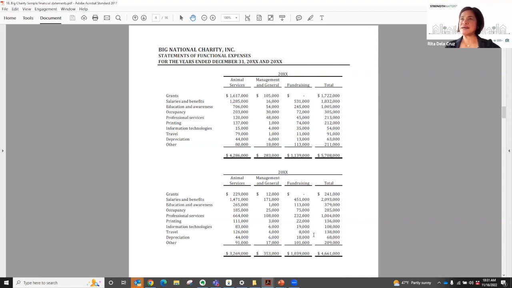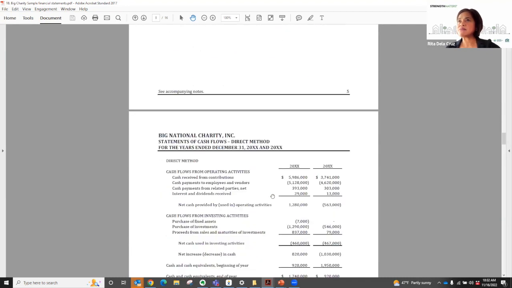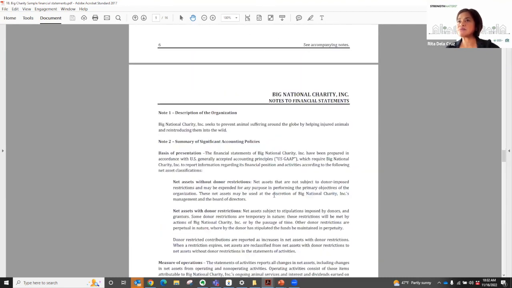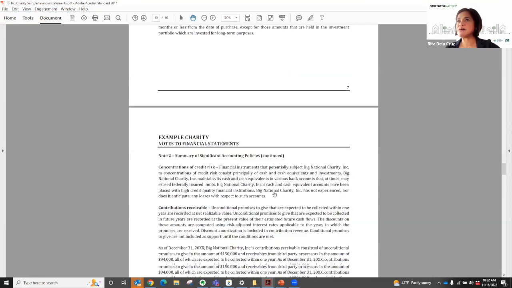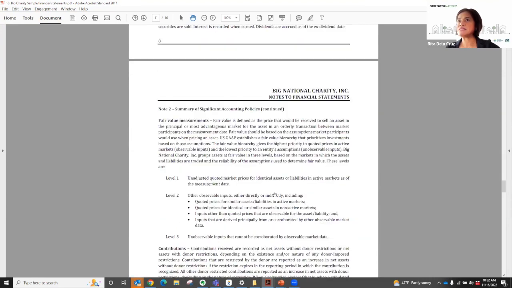GAAP requires that there is a disclosure on what your allocation methodology is amongst these different functional expenses: how much gets into your animal services program, management in general, and fundraising. And I just want to show what that disclosure looks like for our sample nonprofit.